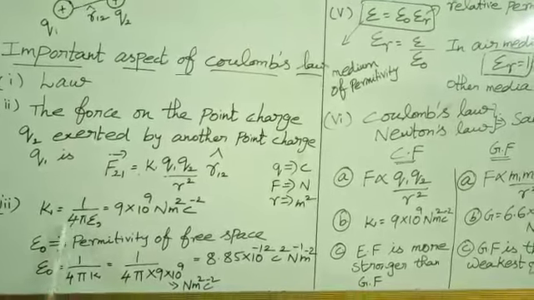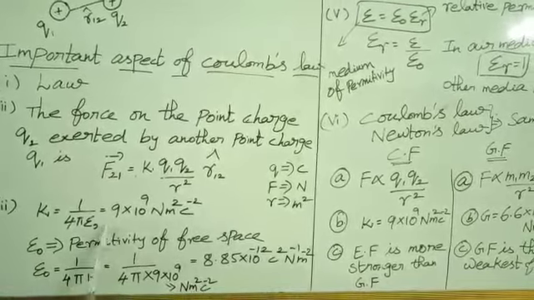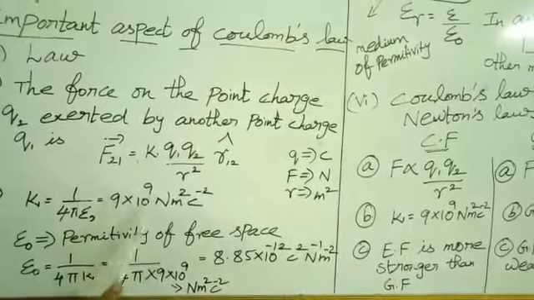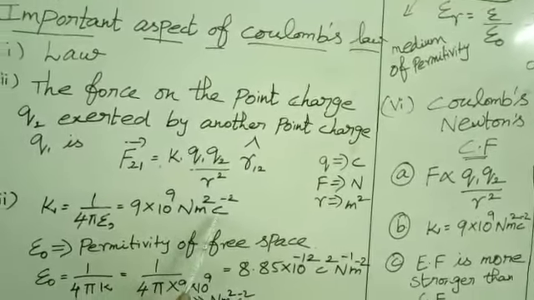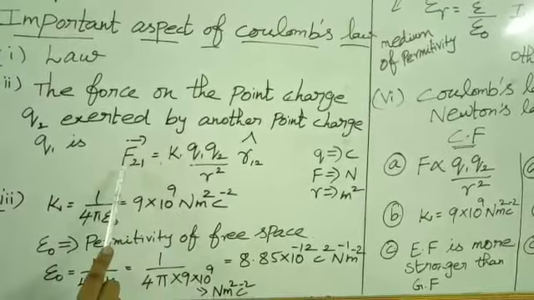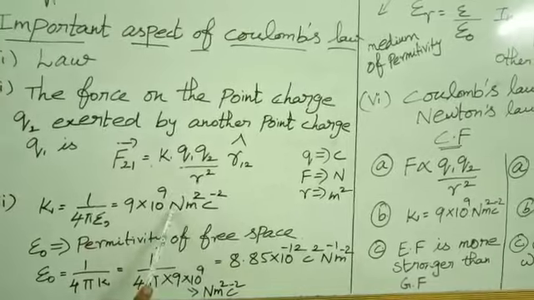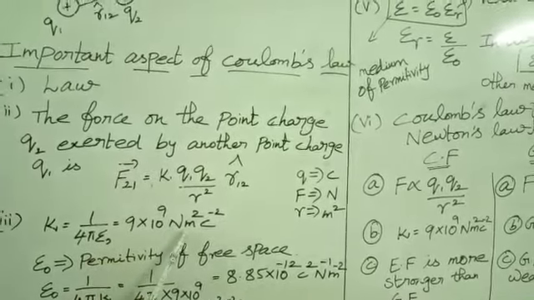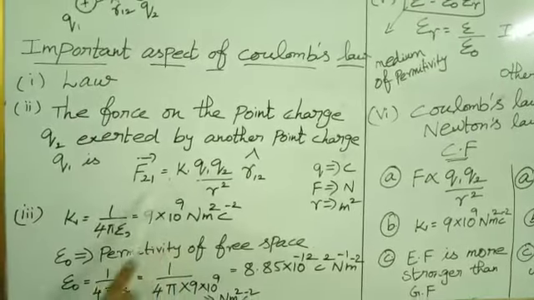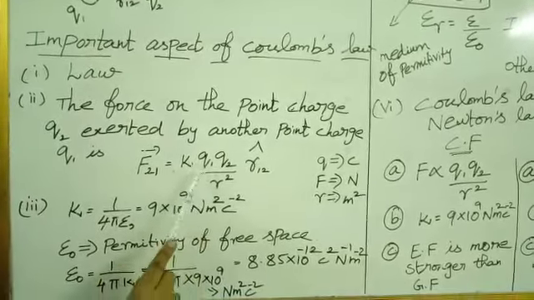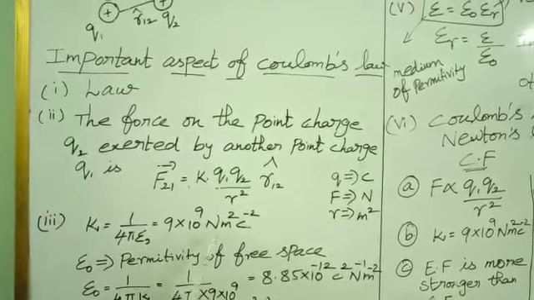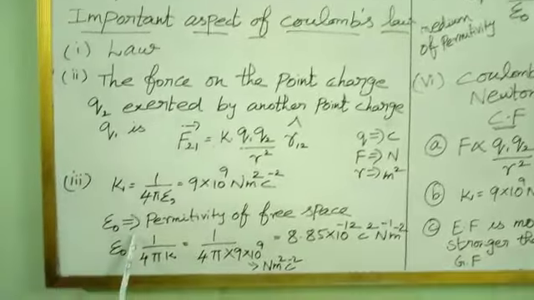Substitute, that is 1 divided by 4 pi epsilon naught equal to, what is this constant value? 9 into 10 to the power of 9 Newton meter squared Coulomb power minus 2. Why? Here Newton is the force unit. Here R squared, so meter squared. Here in the denominator Q1 Q2, that is Coulomb, so Coulomb power minus 2. This is the constant value.